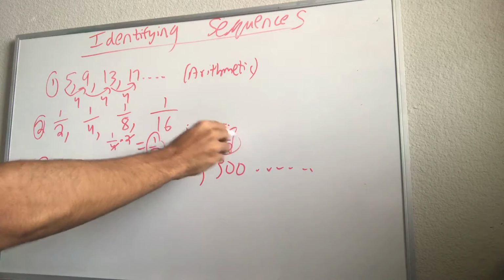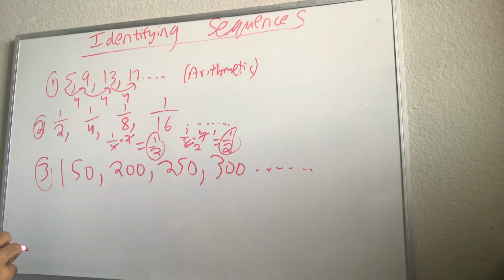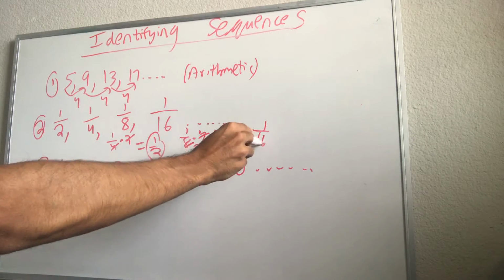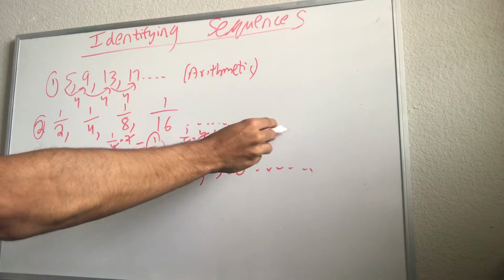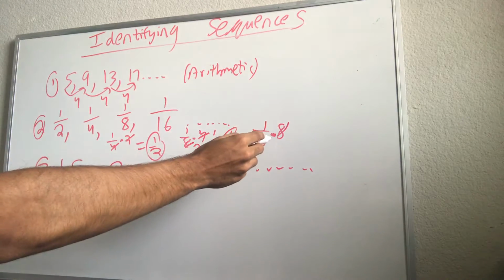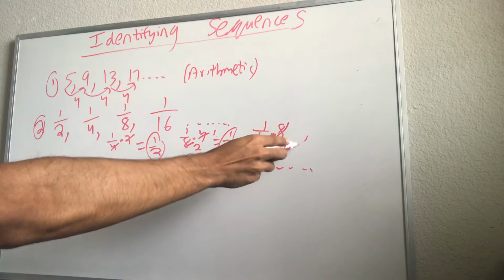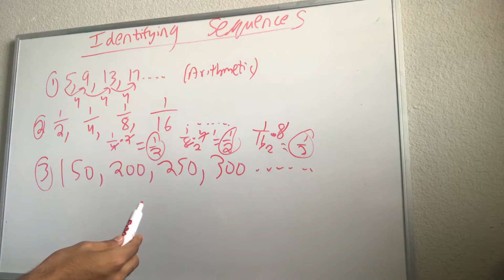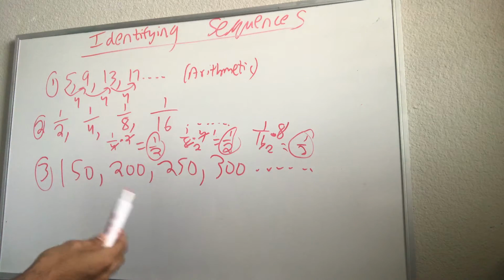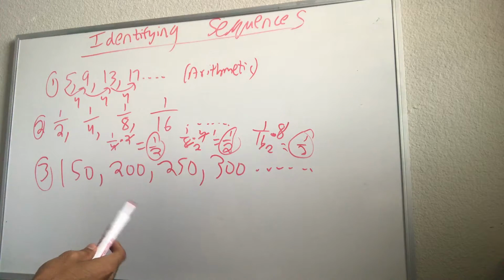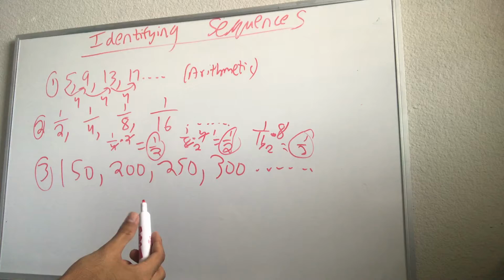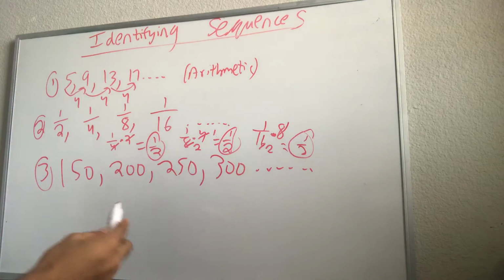We do 1/16 divided by 1/8, or times 8, so that will also give us 1/2. Looking at all of these, dividing any two consecutive terms gives you that common ratio of 1/2, and therefore you see that this common ratio exists.